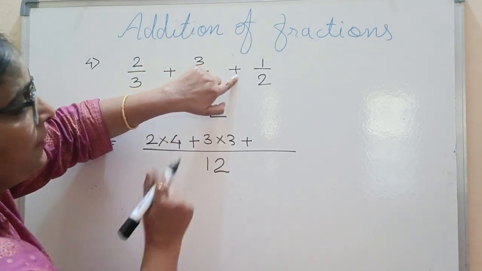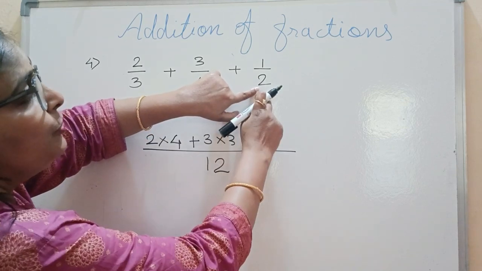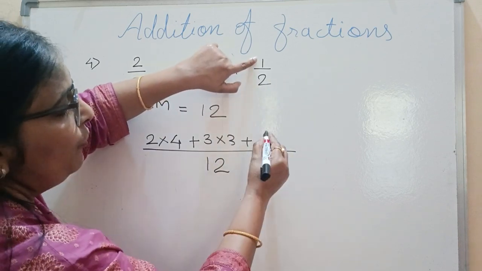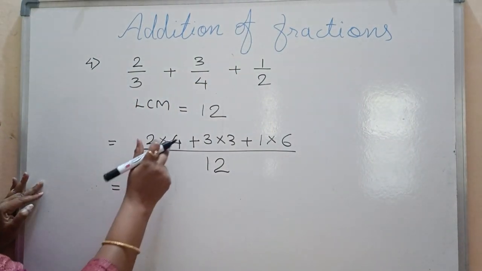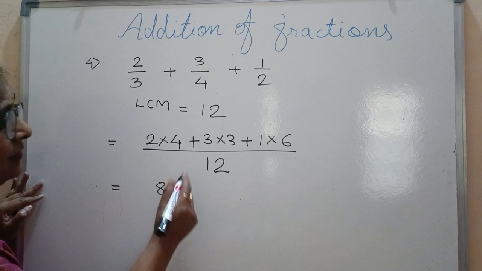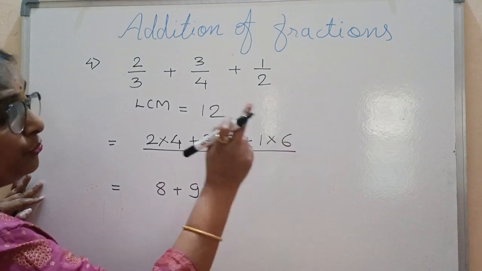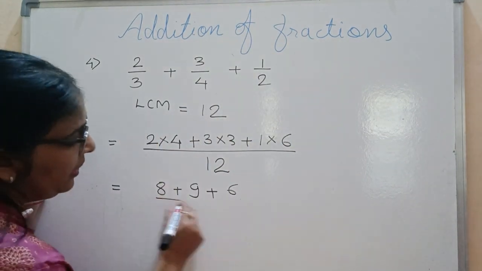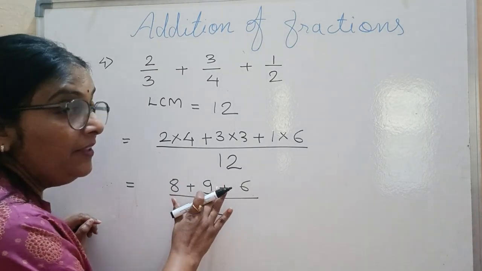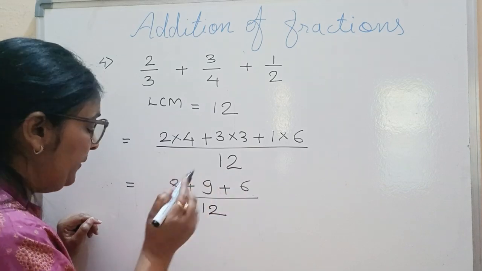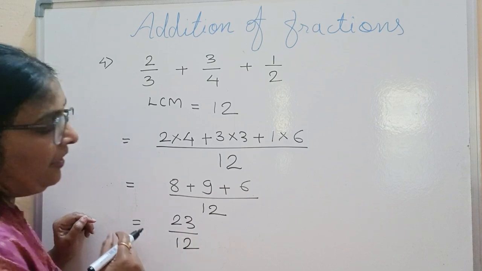Next, plus. Now here 2. By which number will you multiply to get 12? 2 6s are 12. Therefore 1 into 6. Got it? Now here 4 2s are 8 plus 3 3s are 9 plus 1 into 6 is 6 by 12. So 8 plus 9 is 17 plus 6 will be 23. 23 by 12 is the answer.